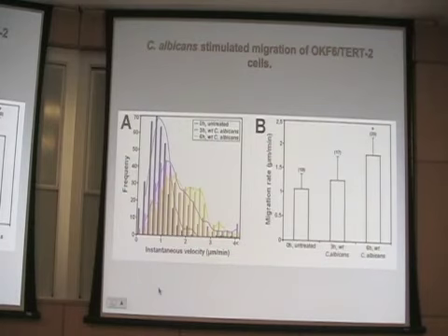When we compared the migration rate of these cells moving under different conditions, we could show that untreated cultures move at an average of 1 micron per minute, whereas cultures that were treated with C. albicans for 6 hours showed an increase of about 2.